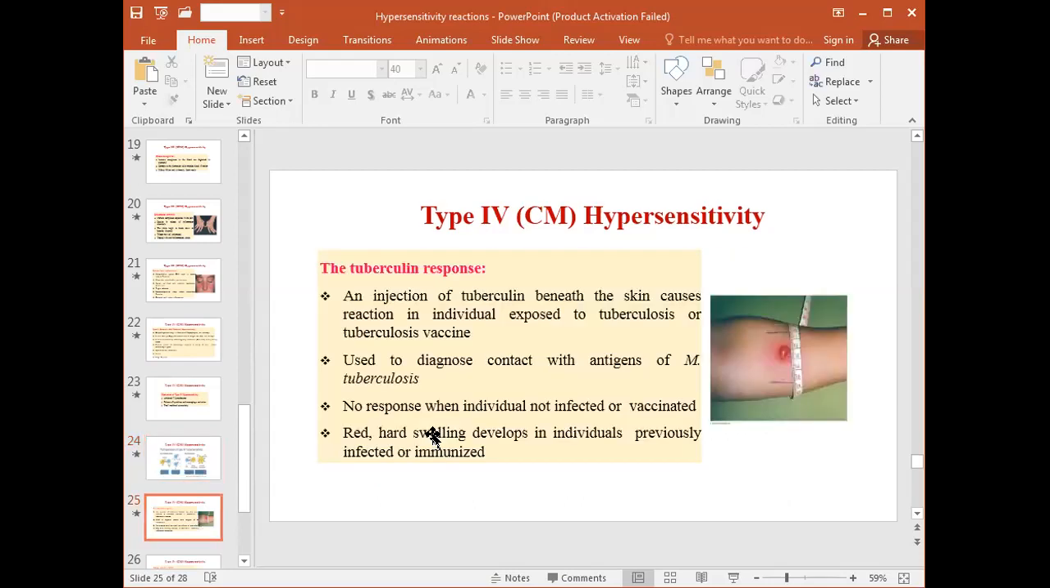One example is the tuberculin test. Tuberculin is a toxin that we inject just beneath the skin, and it causes a reaction in individuals exposed to tuberculosis or the tuberculosis vaccine. This test is used to diagnose contact with antigen of Mycobacterium tuberculosis, and if no response is there, then the individual is not infected or has not been vaccinated. If the area is reddened and hard swelling develops after administration of tuberculin, then we can say that the individual was previously infected or immunized.